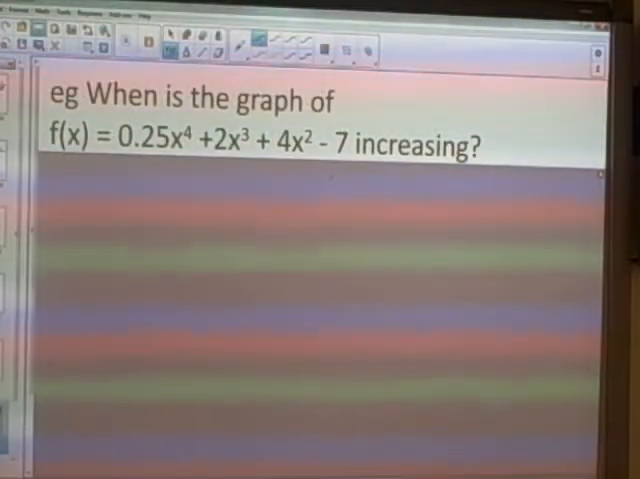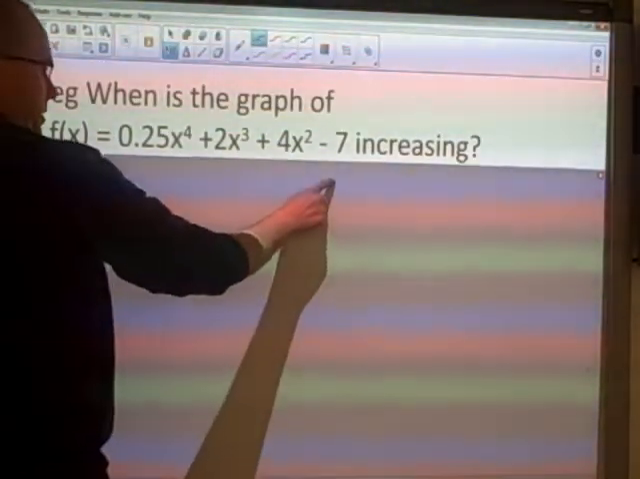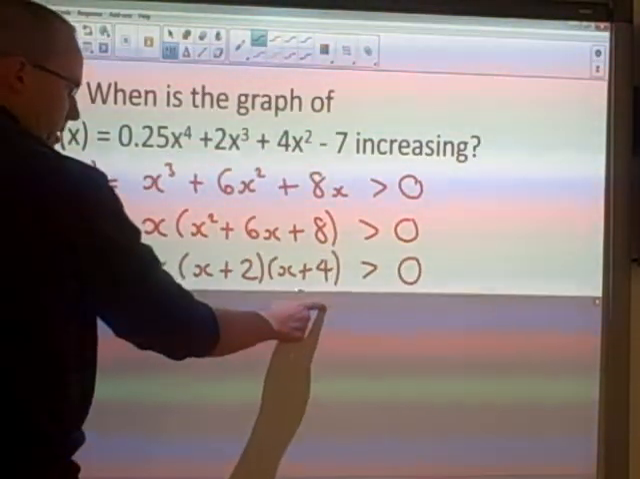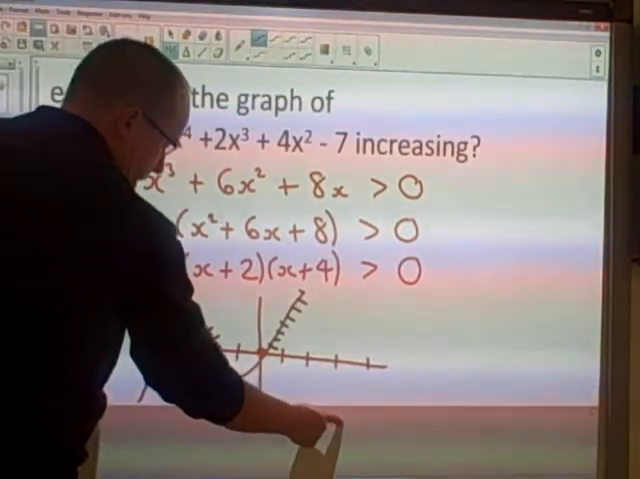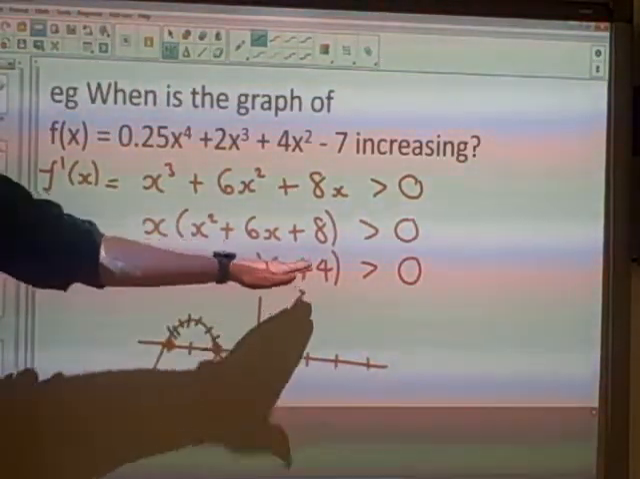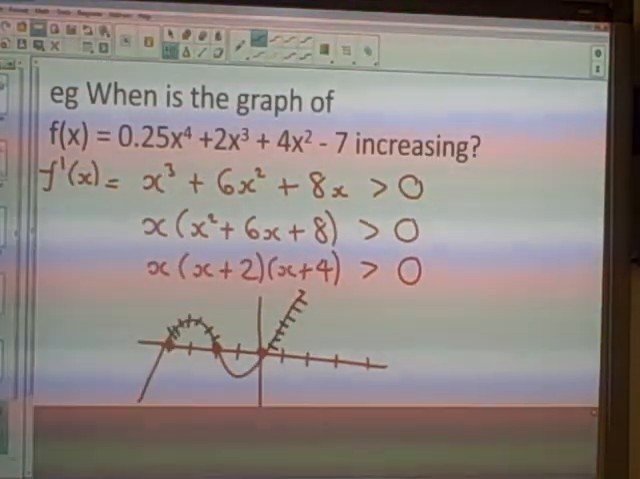Now the last question I've already got prepared a little bit, so you might want to try this and then pause the video and then continue to see if you can agree with this. So differentiated, took x as a factor, factored for a second time, and then I use this to draw my graph. So 0, negative 2, negative 4 my intercepts, positive x cubed here, so it looks like this.